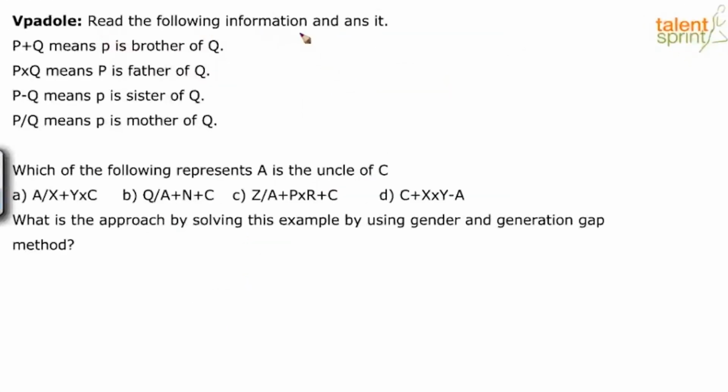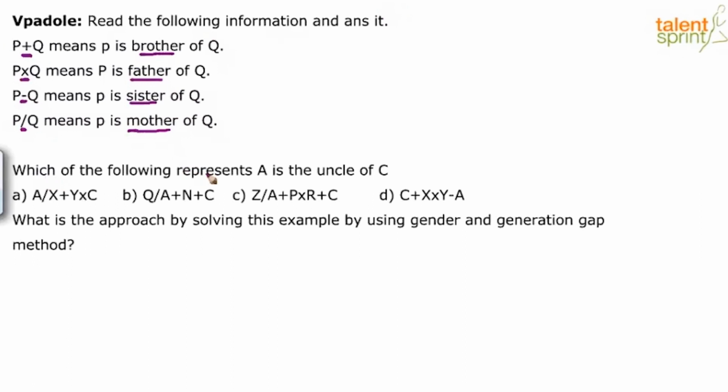Read the following information and answer the question. It says P plus Q means P is the brother of Q. P into Q means P is the father of Q. P minus Q means P is sister of Q, and P divided by Q means P is mother of Q. So basically plus means brother, into is father, minus represents sister, and divided by is mother. Okay, straight relations given there.